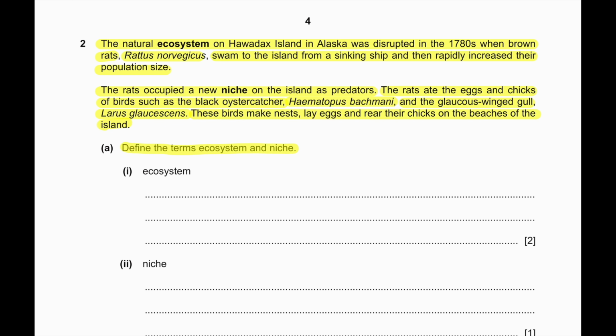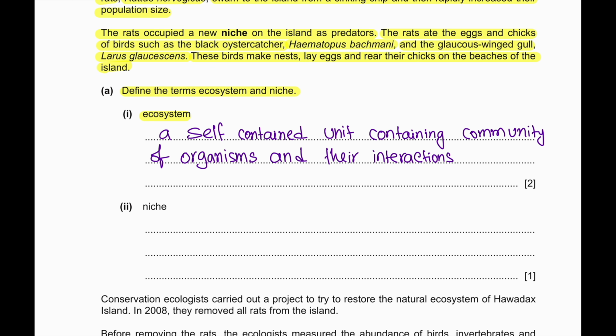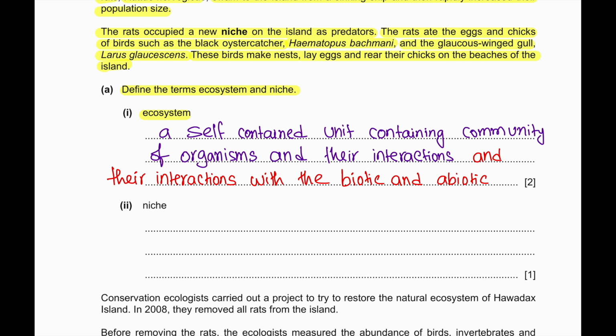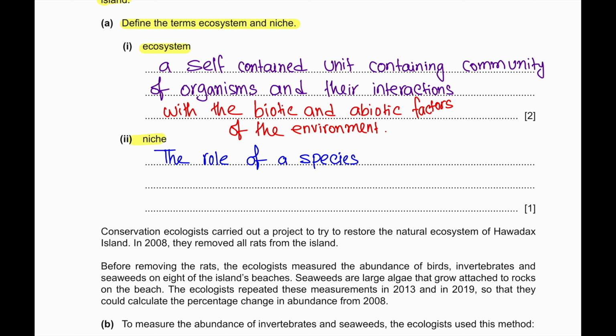Define the term ecosystem and niche. An ecosystem can be defined as a self-contained unit containing a community of organisms and their interactions with the biotic and abiotic factors of the environment. Define the term niche. Niche can be defined as the role of a species within its ecosystem.